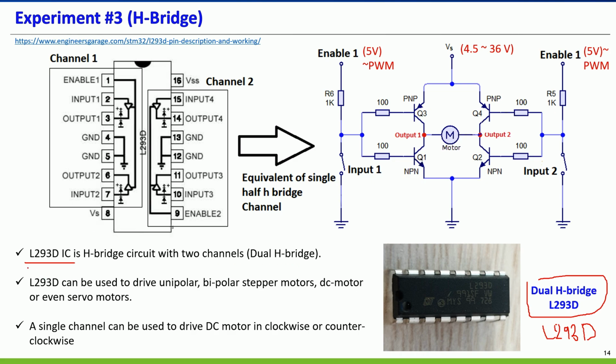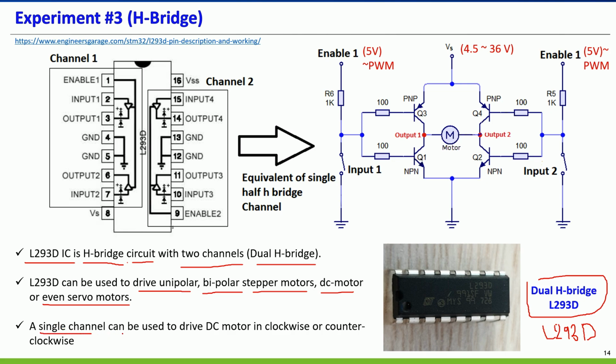I will explain first. The L293D is actually an H-bridge circuit with 2 channels, dual, or we call it a dual H-bridge. This kind of chip can be used to drive a unipolar or bipolar stepper motor. You already learned how to drive a stepper motor, right? DC motor or even servo motor.